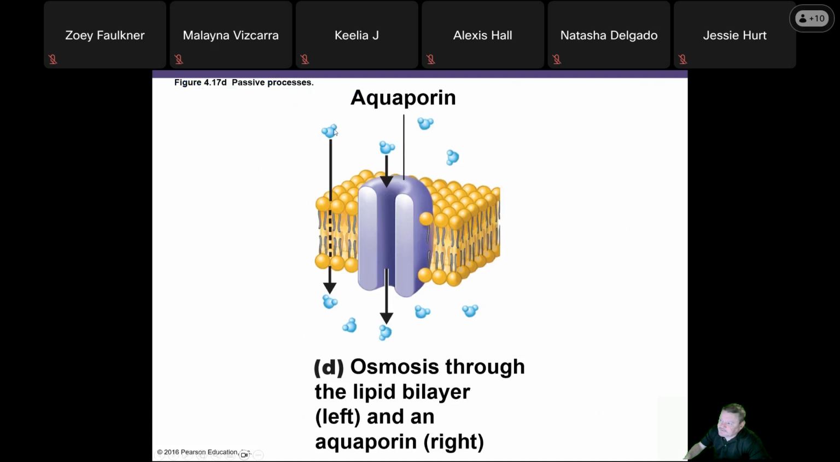So again, some of the water molecules can squeeze their way through, even though it's water and lipid. This molecule is so small, it can just squeeze in there and get in, but it's a slow process. If we want it to be fast, we have these aquaporins that open up and allow that to move right in.